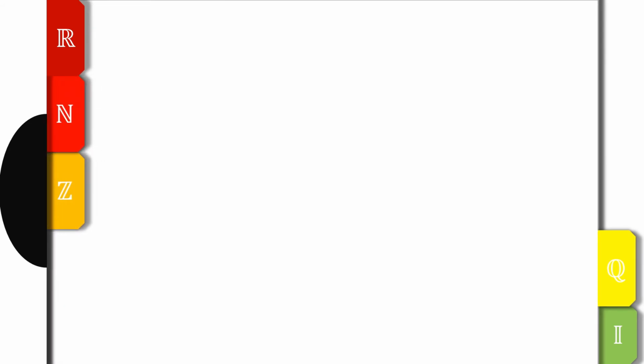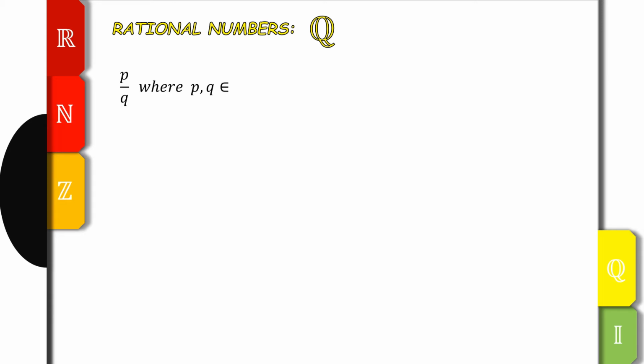Let's continue with the rational numbers, which may be defined as the numbers that can be expressed as the ratio of an integer to a non-zero integer. It is represented by the double stroke capital Q. For your better understanding, we may write the rational set of numbers as a ratio or quotient between P and Q, where P and Q are members of the integers, but Q cannot take the value of 0. Now, because if it happens, then the result of the quotient will not exist.